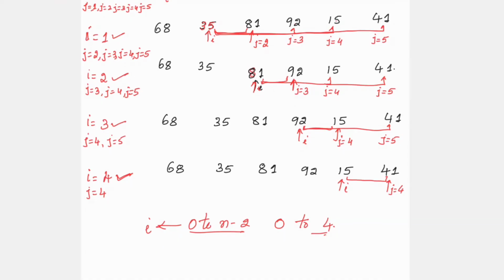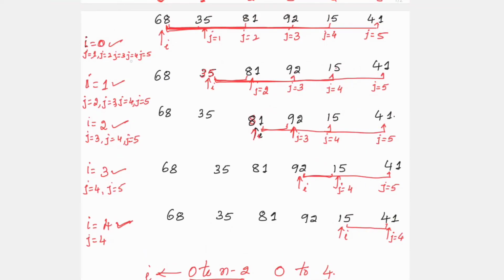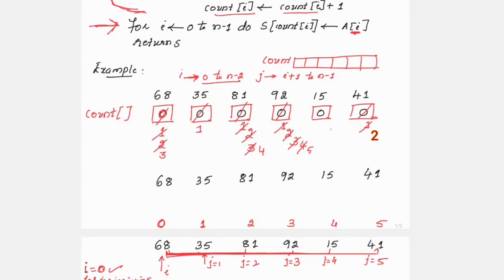So that is how we have seen that for each iteration j will be first time 1 to 5, second time 2 to 5, third time 3 to 5, fourth time 4 and 5, and the last one only one comparison is needed. You need to check what is the updated value for the count array. So we'll see what are the updated values for the count array.